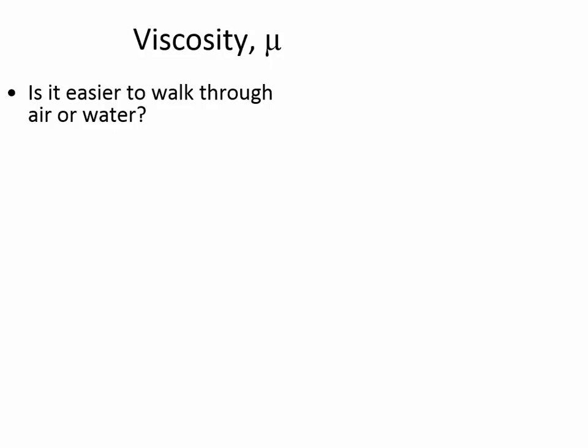So think of it this way. This room is full of air, and so it's easy to walk around when you're in air. It's easier to walk through air than water. Think about walking through a swimming pool. It's a little bit awkward. You can't move as quickly. So why can't you move as quickly through water as you're able to walk through air?